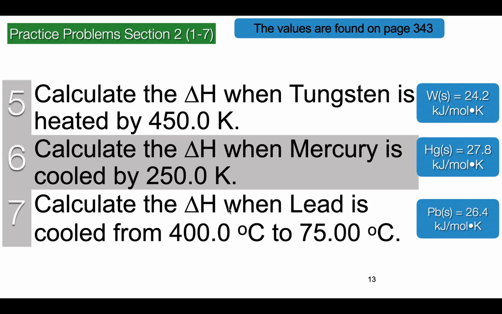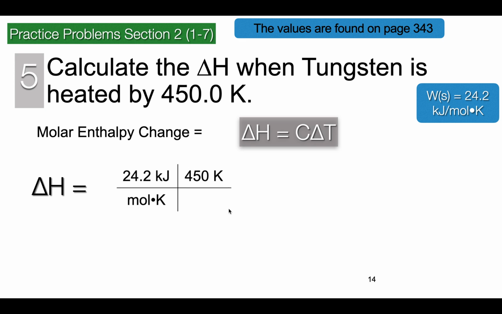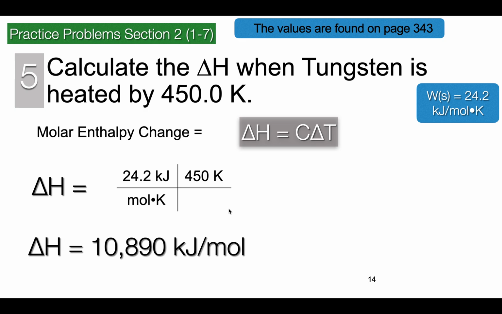Questions 5 through 7, pretty much the same thing. Number 5 is calculate the delta H when tungsten is heated by 450 Kelvin. So now in this case, they don't give you a final temperature and initial temperature. They just give you how much it's heated by. So that is your delta T. It's saying that it is heated by 450, or the temperature rose by 450 Kelvin. So you put in your CP for tungsten, which is that W, 24.2 kilojoules per mole per Kelvin times 450 gives you 10,890 kilojoules per mole.